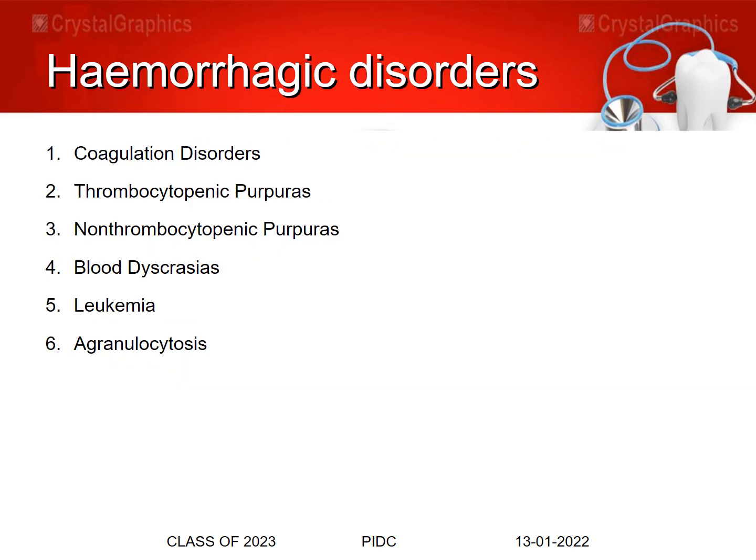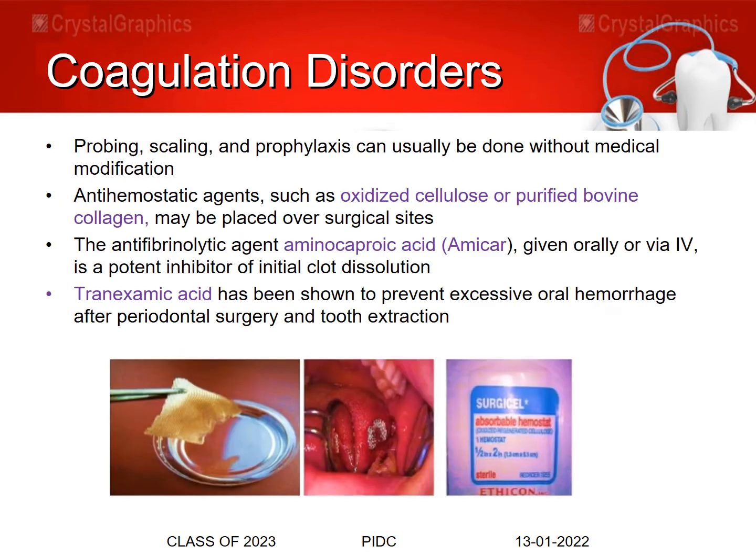So coming on to hemorrhagic disorders. There is a list of again 6 hemorrhagic disorders. We will see about them. First is the coagulation disorders. Probing, scaling, and prophylaxis can usually be done without any medical modifications.